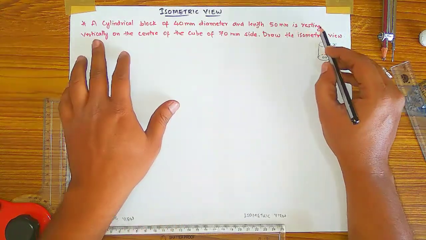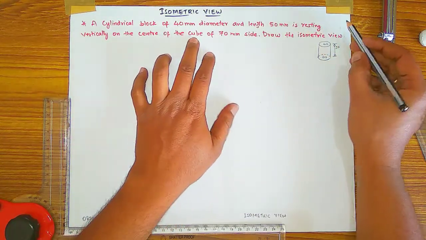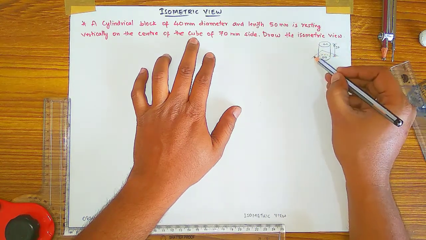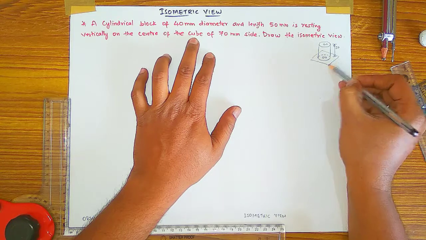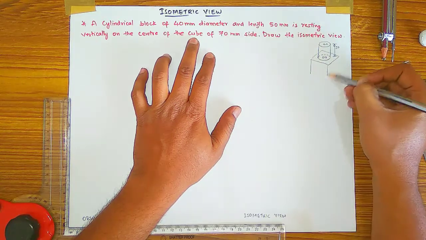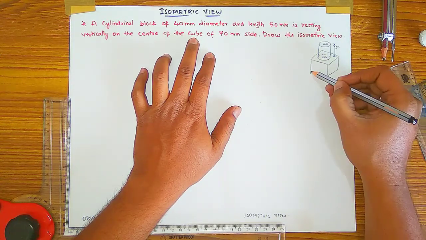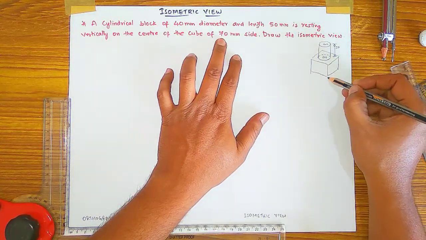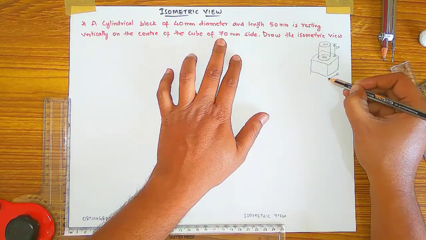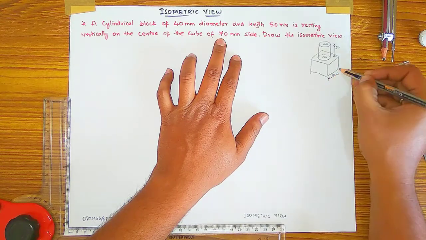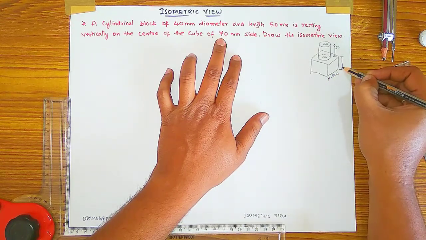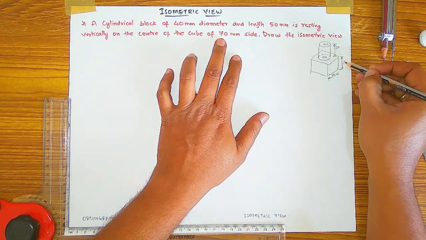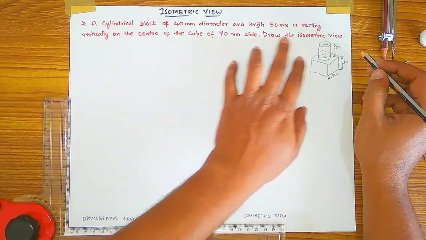Is resting vertically on the center of the cube means the cylinder is resting on a cube like this, centrally. Of the cube side is 70 mm means its side is 70 mm and its height is also 70 mm, because all sides of a cube are equal. So draw the isometric view.